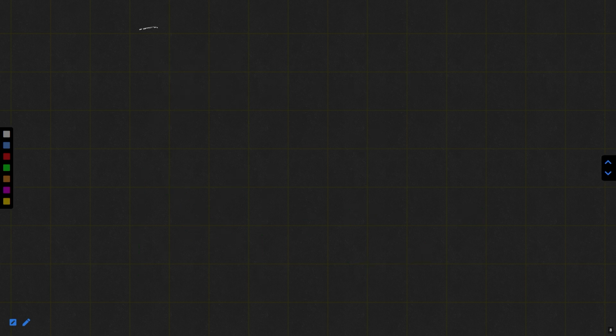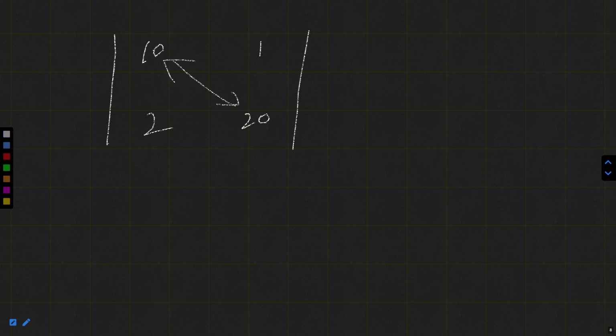So let me give you one question so that you can get what is happening. So please solve this. 10, 1, 2, 20. Please solve this. Okay. So multiply this, you will have 200. Multiply this, you will have 2. Put minus, you will have determinant equal to 198.